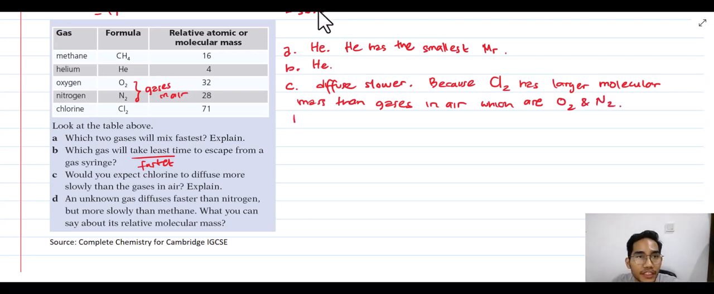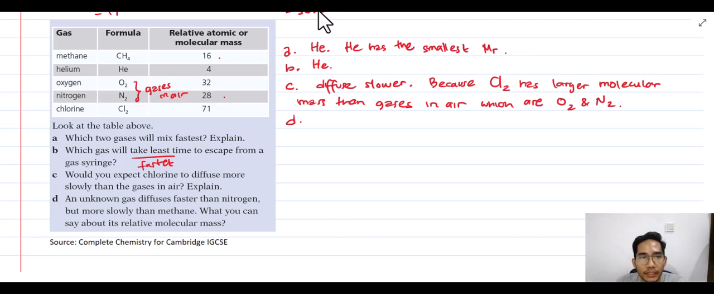And now let's finish it up with D. An unknown gas diffuses faster than nitrogen, but more slowly than methane. What can you say about its relative molecular mass? So we need to predict the relative molecular mass, but we don't need to be precise here. We just need the range.